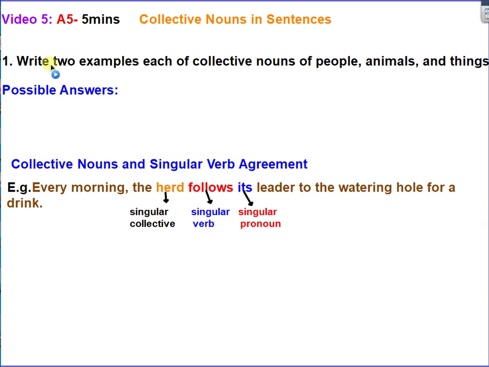Write 2 examples each of collective nouns of people, animals, and things. Because you know the definition of collective nouns, as they are words naming a group of people, a group of animals, and a group of things. So I want you to give me 2 examples of collective nouns of people, 2 examples of collective nouns of animals, and 2 examples of collective nouns of things.